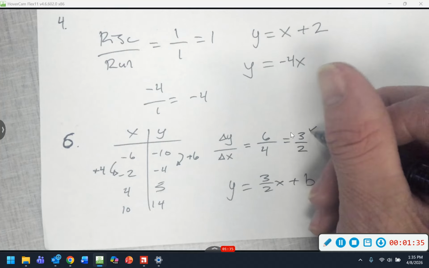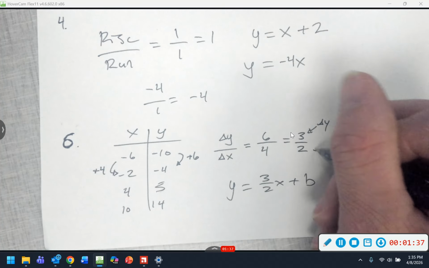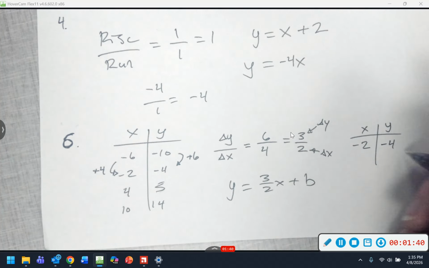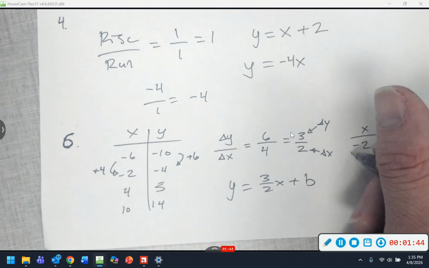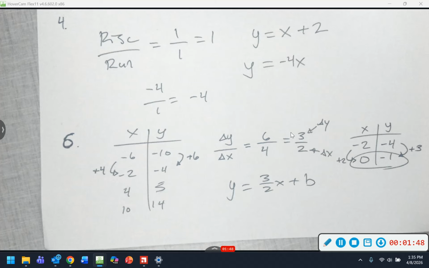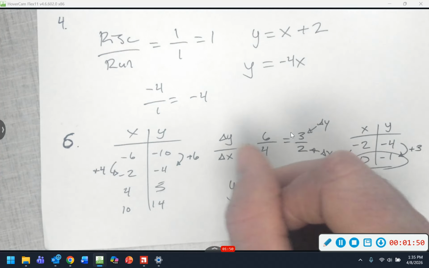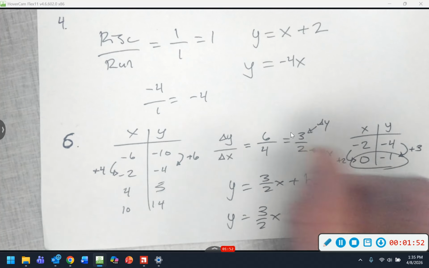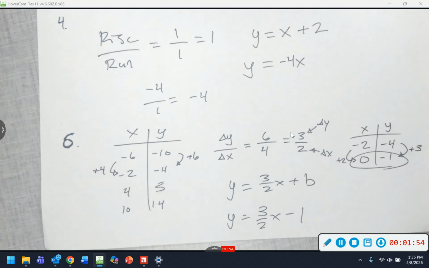The numerator is change of y. The denominator is change of x. So my y changes by +3, and my x changes by +2. And now I see my y-intercept. Most likely the easiest way to find your y-intercept from this type of problem.